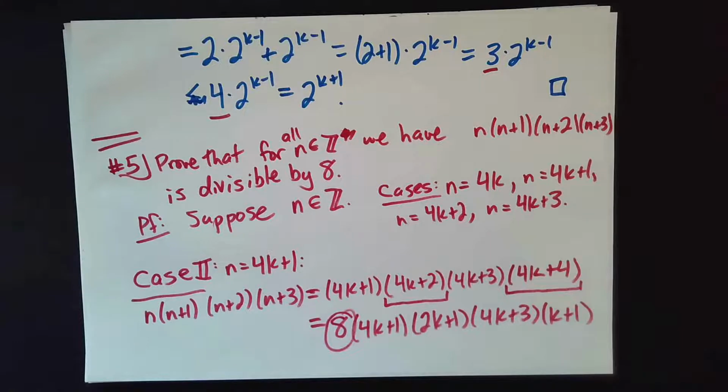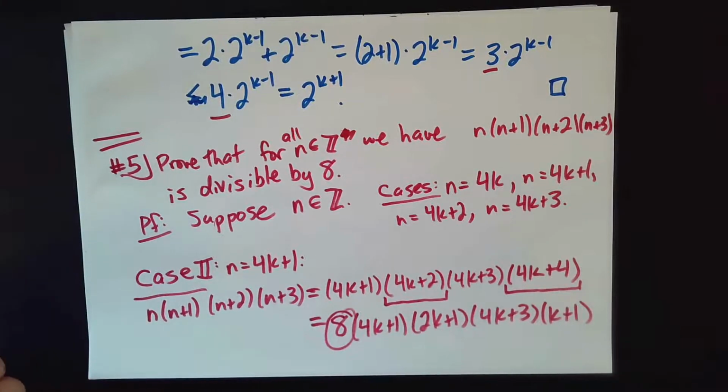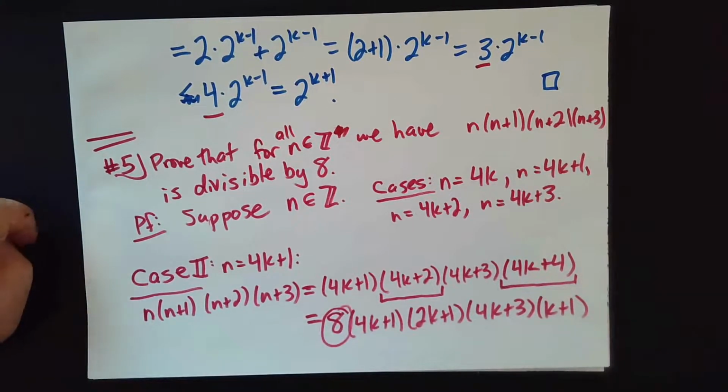But if you do this, the other cases work out very similarly. You can always factor out an 8 like this, and so you always end up with this thing as a multiple of 8.